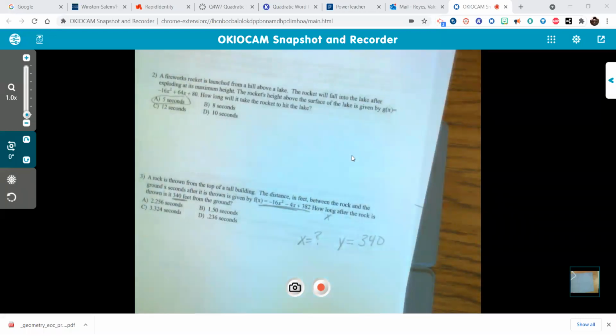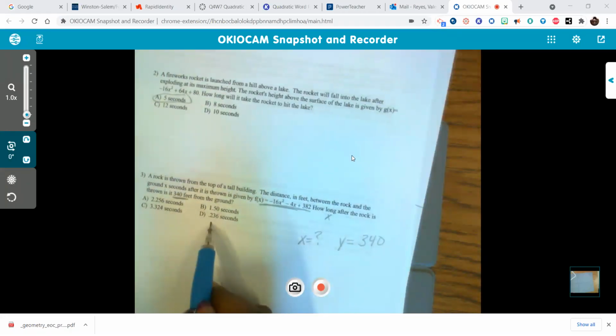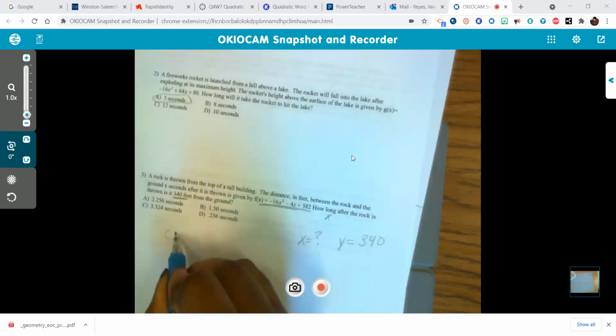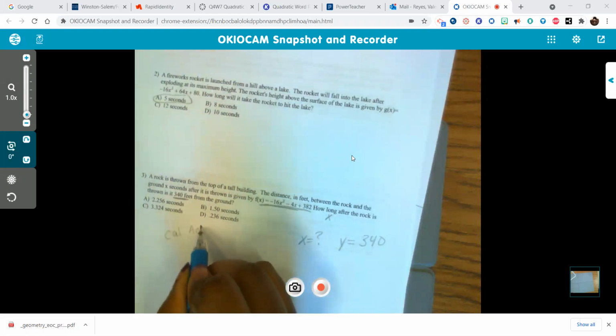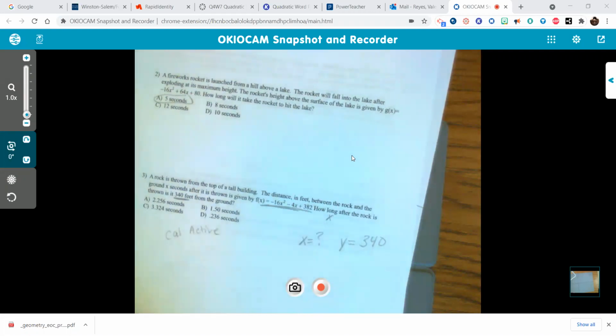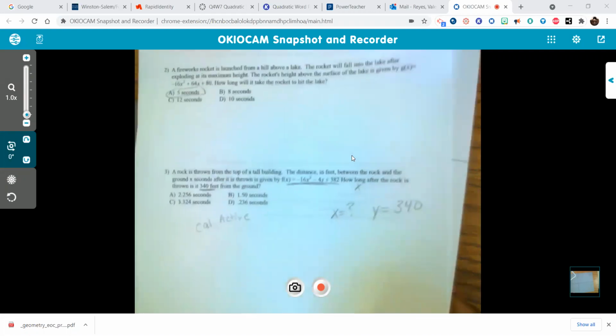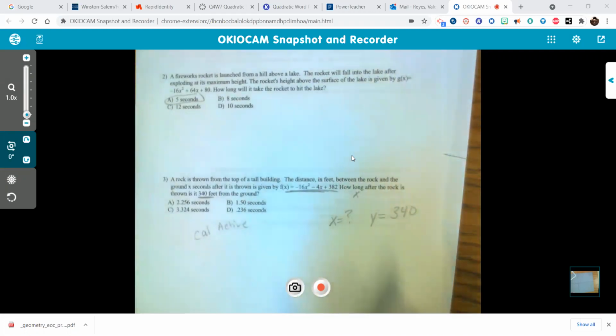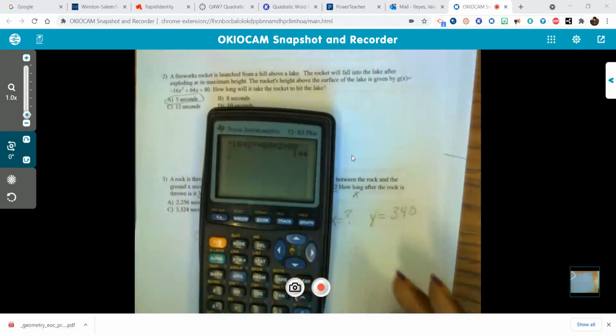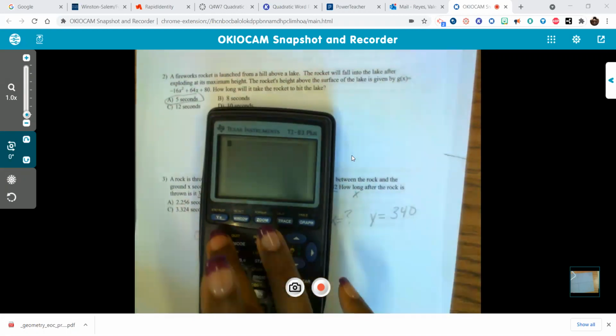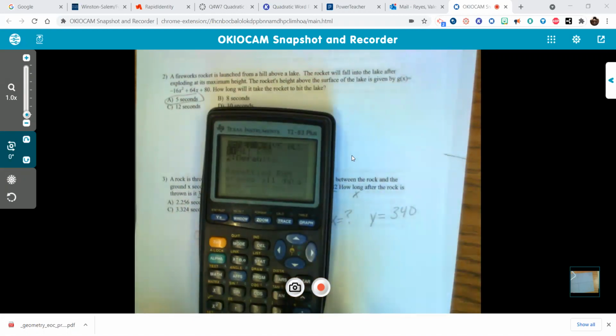Okay, so now look, you notice how these answers are decimals? More than likely, this is a calculator active problem. You will not be able to do this with pencil and paper. This is calculator active. So I'm going to show you exactly how to do this. Let me turn this on. We're going to clear our calculator. Second plus 7, 1, 2.